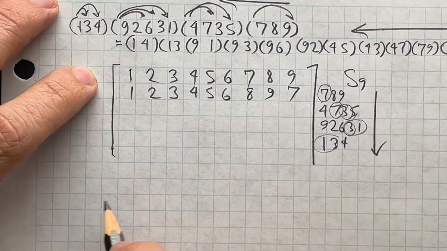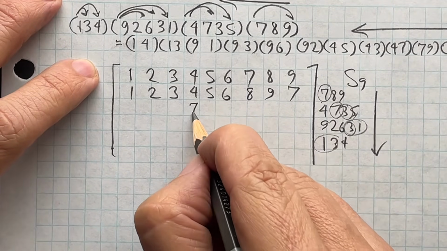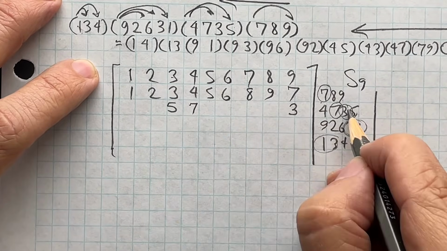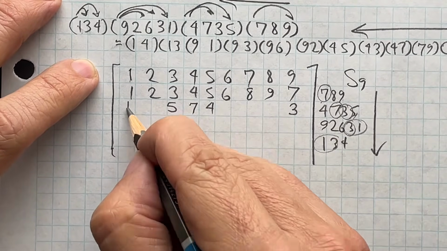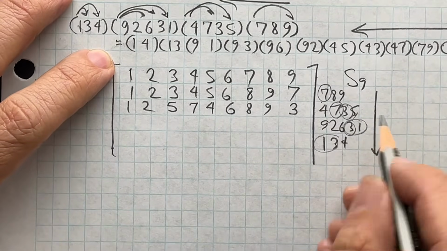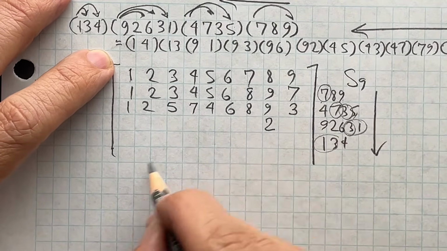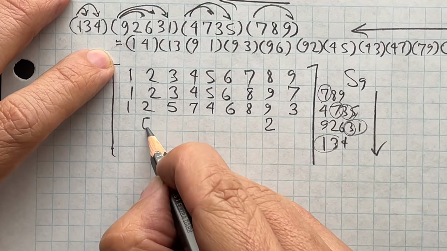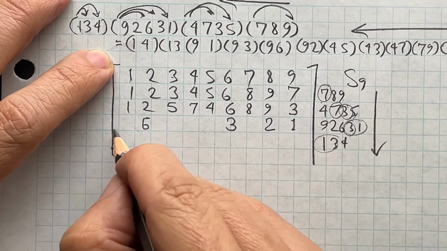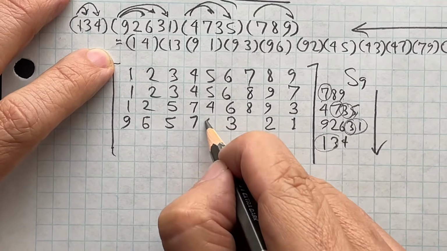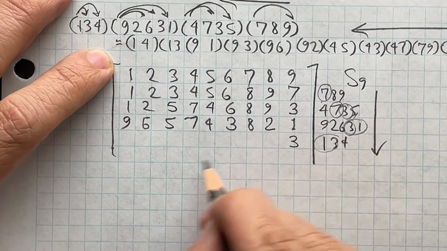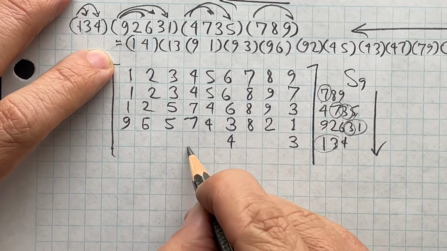Okay, so 4, 7, 3, 5. 4 goes to 7, 7 goes to 3, 3 goes to 5, and then 5 goes back to 4. Everything else stays the same. Then 9, 2, 6, 3, 1. 9 goes to 2, 2 goes to 6, 6 goes to 3, 3 goes to 1, and 1 goes back to 9. Then 1, 3, 4. 1 goes to 3, 3 goes to 4, 4 goes back to 1.